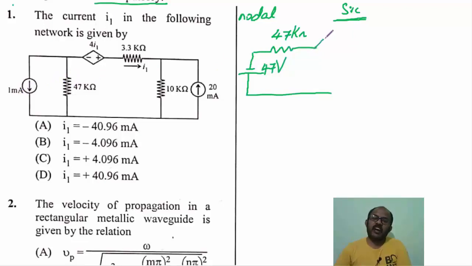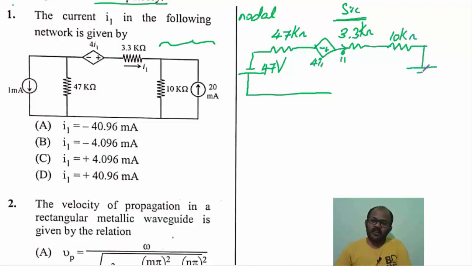Followed by that you will have a dependent source, that is 4I1, followed by a resistor valued 3.3 kilo ohms. Through this I have to calculate the current I1. The other practical current source also needs to be converted into a practical voltage source. The resistance value is unchanged, that is 10 kilo ohm, and the voltage value is 20 milli multiplied by 10 kilo, which is 200 volts.